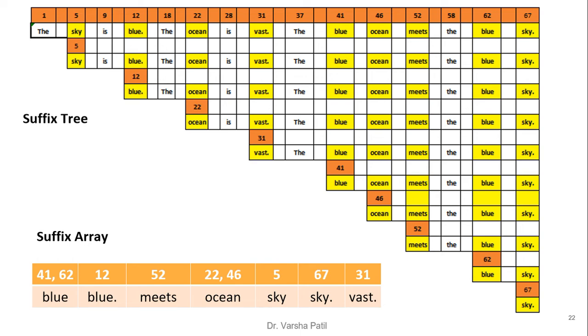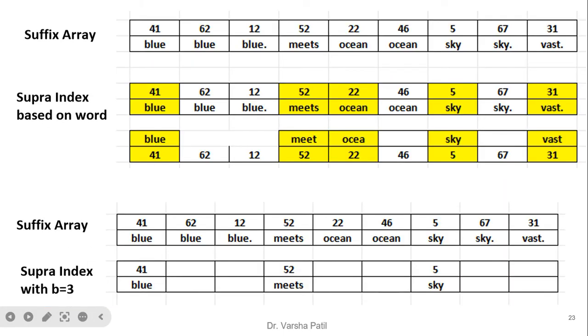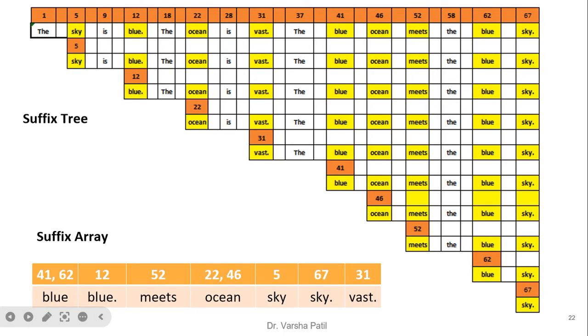Now once we have found everything, we make the suffix array. Here we store in ascending order: blue, blue dot, meets, ocean, sky, sky dot, vast dot, and they come at these particular locations. So this is nothing but the suffix tree and suffix array. So we can search by blue and also by blue dot.